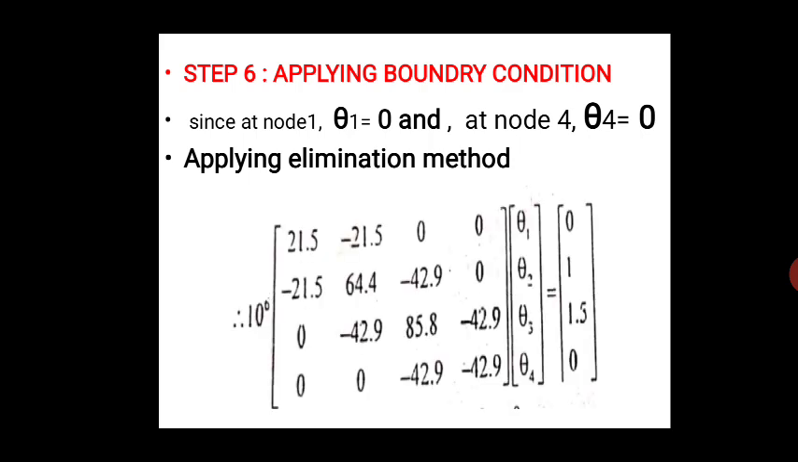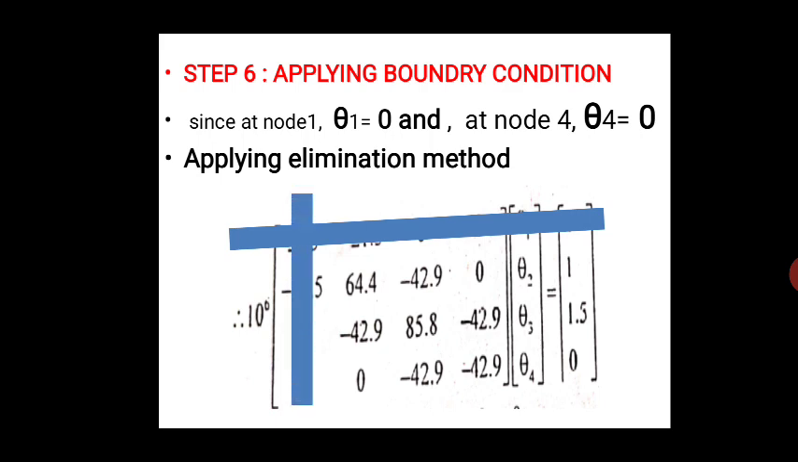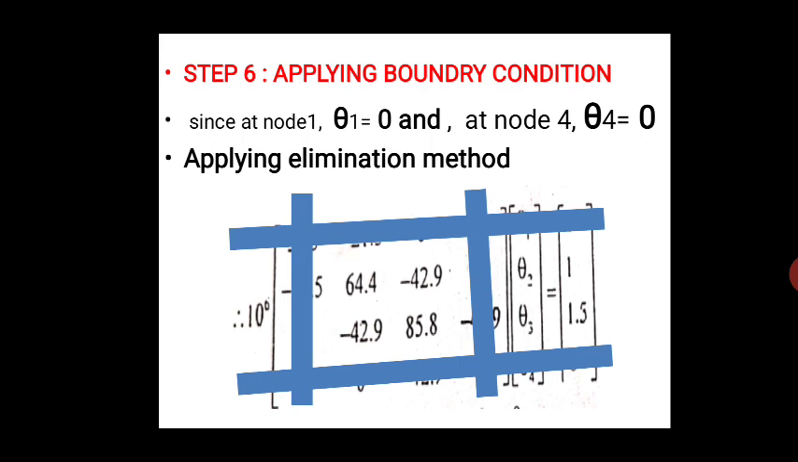Applying these boundary conditions, we write the equilibrium equations again. Since node 1 is fixed, by applying the boundary condition we eliminate the first row and first column, which are related to node 1. Similarly, node 4 is also constrained, completely fixed, with no deformation. So the corresponding fourth row and fourth column should be eliminated.